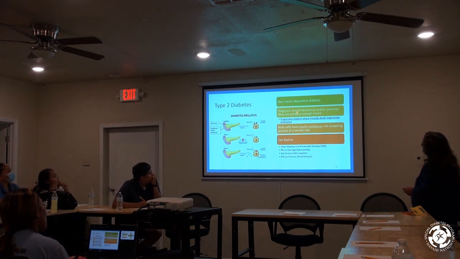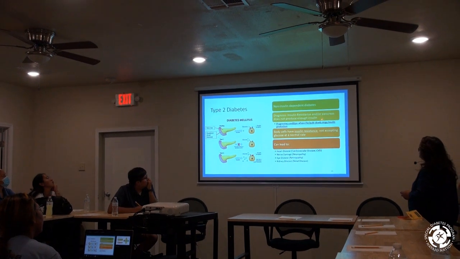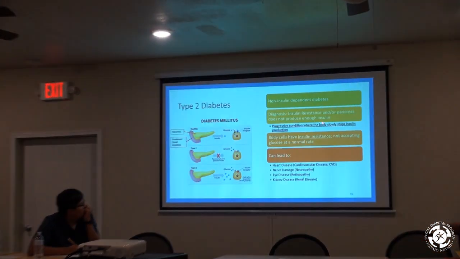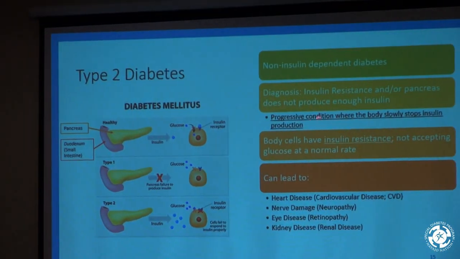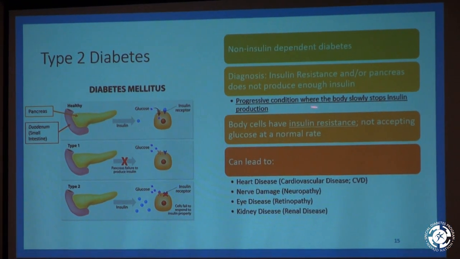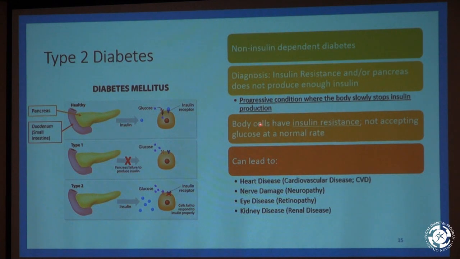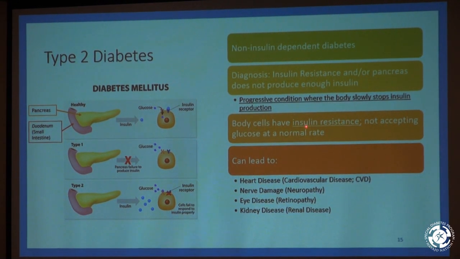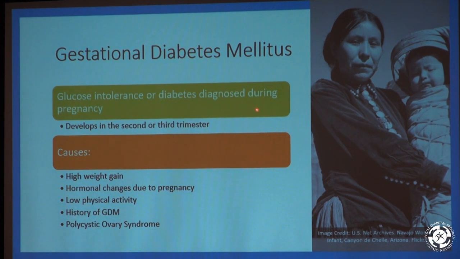It's also insulin resistance and/or the pancreas doesn't produce enough insulin. But it's a progressive condition where the body slowly stops producing insulin. Body cells have insulin resistance, not accepting glucose at a normal rate, and this can lead to heart disease. It can also lead to nerve damage. It can also lead to eye disease and kidney disease.